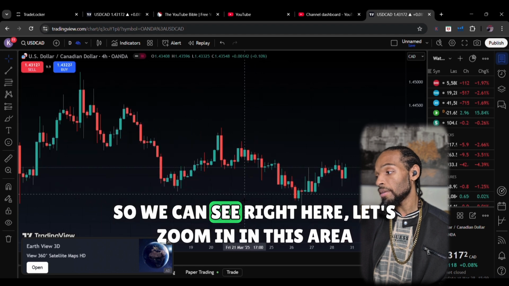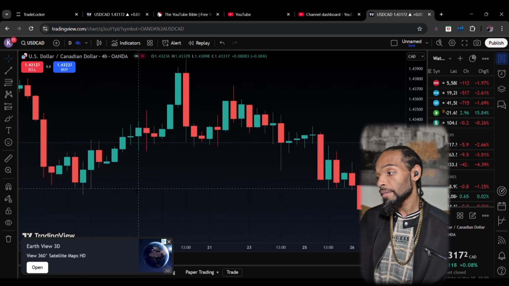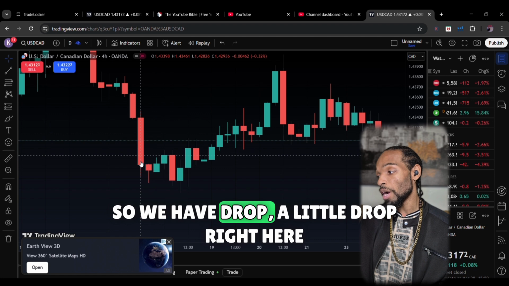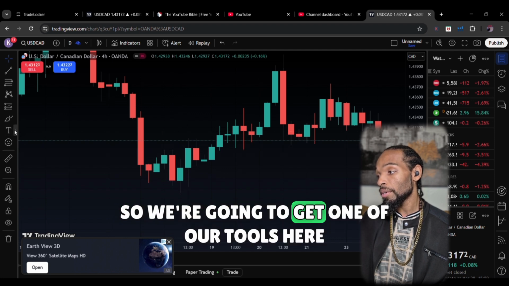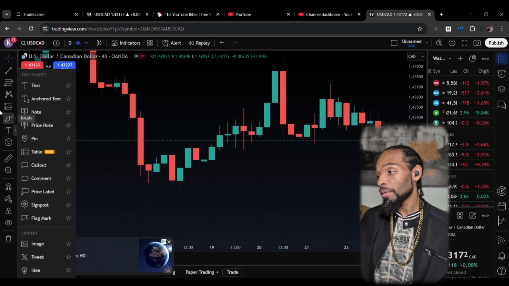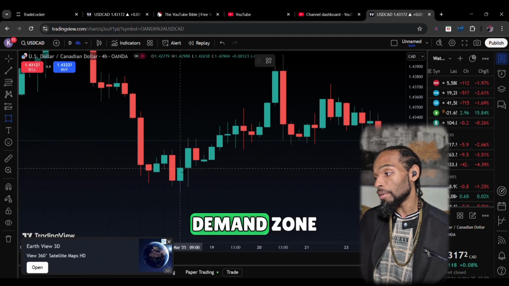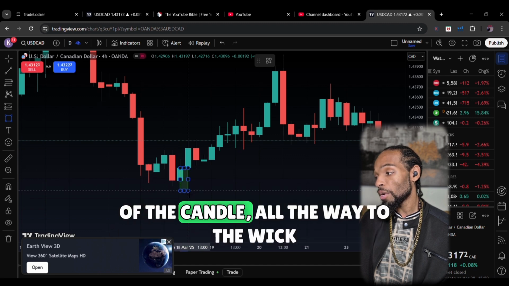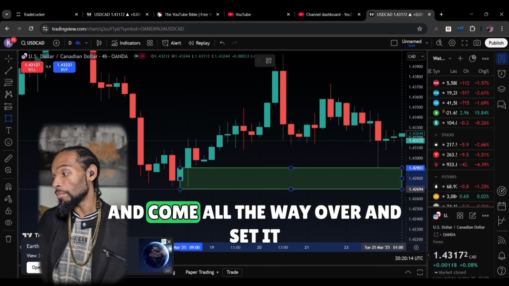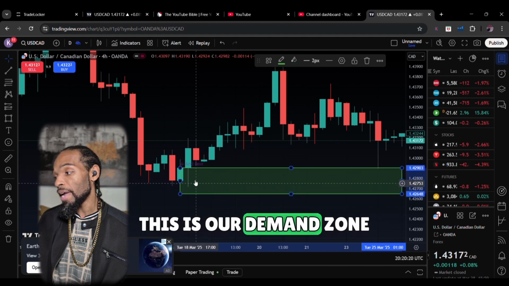So we can see right here. Let's zoom in this area. So we have a drop, a little drop right here, balance, and then an impulse. So we're going to get one of our tools here and create our demand zone. You're going to want to put your demand zone at the close of the candle all the way to the wick and come all the way over and set it. This is our demand zone.